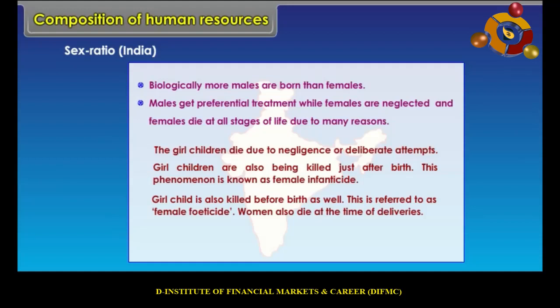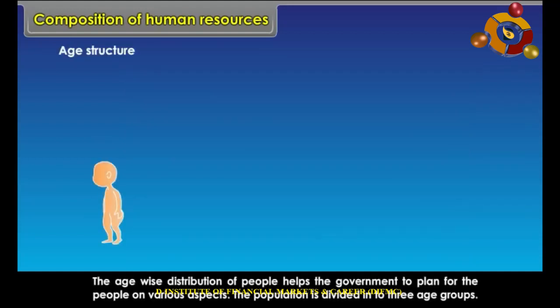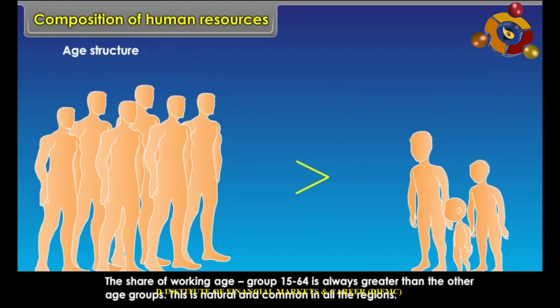Age structure. The age-wise distribution of people helps the government to plan for the people on various aspects. The population is divided into 3 age groups: 0 to 14 years, 15 to 64 years, 65 years and above. The share of working age group 15 to 64 is always greater than the other age groups. This is natural and common in all the regions.